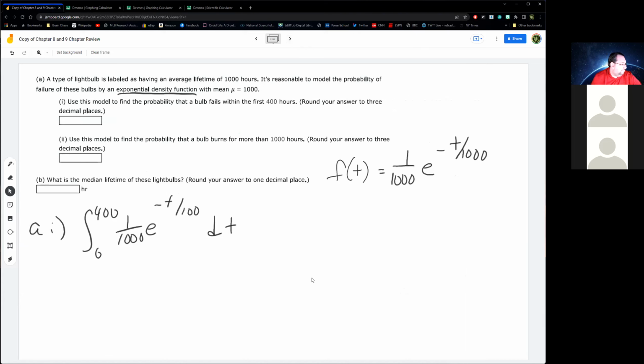All right, so do my integral. And the nice thing is the integral is the same one for the first two, so we don't have to do it actually twice. And we're actually going to be able to use it for B too. So let's do my integral for this. So this one you're going to have to do a U substitution. I'm just going to make U my negative t over 1,000.